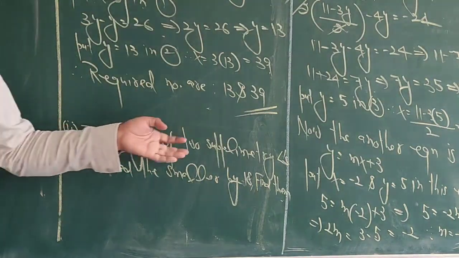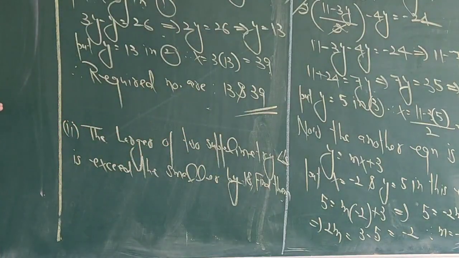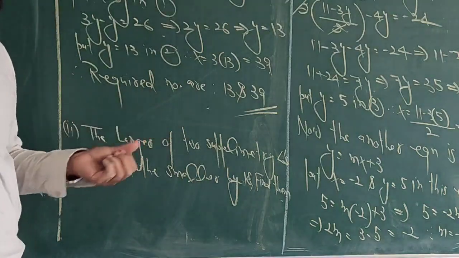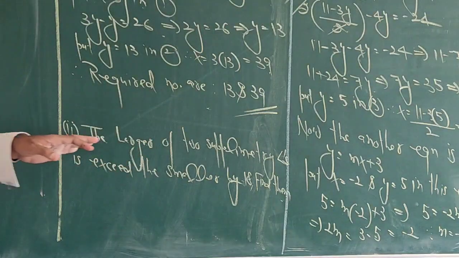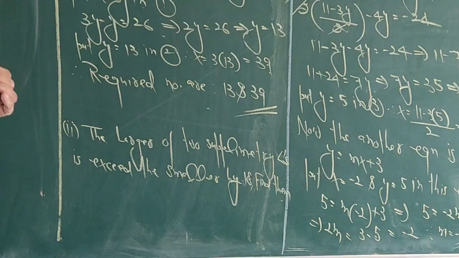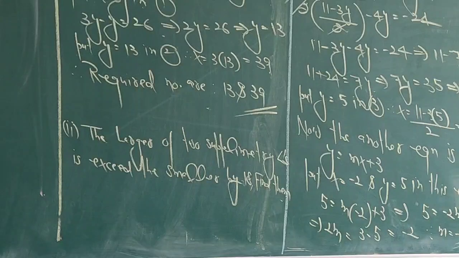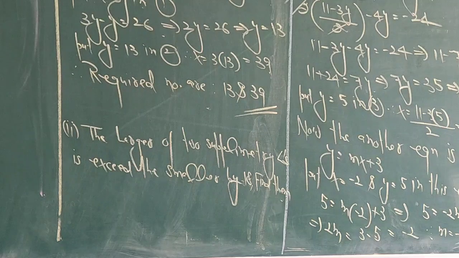Any two angles are said to be supplementary when their sum is 180. Same as complementary angles. We already read that complementary angles are angles whose sum is 90 degrees. But in this question, the given angles are supplementary, so their sum should be 180 degrees. The larger of two supplementary angles exceeds the smaller by 18, then find them.